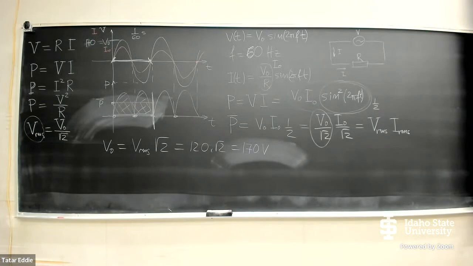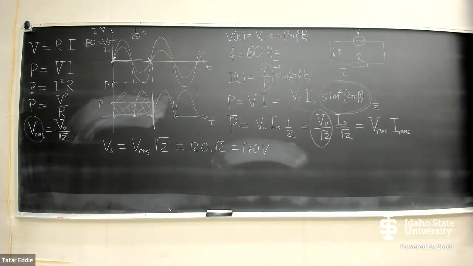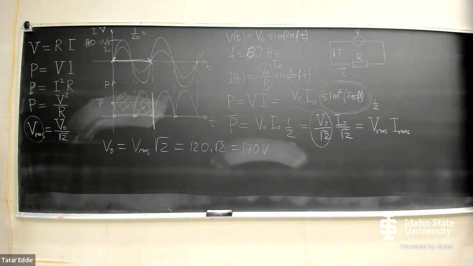So RMS represents the average voltage or the amplitude, or are those the same thing? So V naught is amplitude. Okay. RMS is something like average. We said the average is 0, but 0 doesn't give you an idea what actually the voltage is. So RMS is something close to average, but not exactly average, because for a sine function, the average of a sine function is 0.